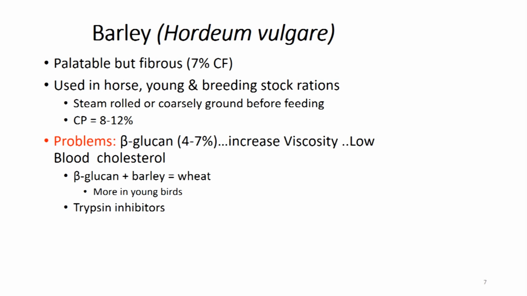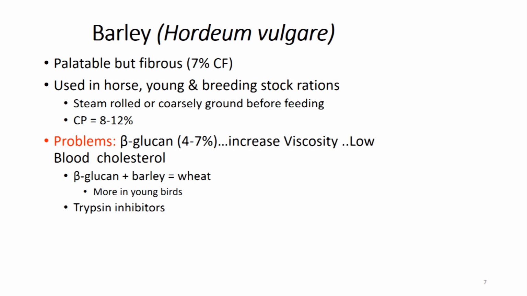So if we want to use this grain and get the maximum out of its nutritional value, particularly the energy, if we add beta glucanase enzyme, that will improve its nutrient availability, particularly the energy, equivalent to that of wheat, and we can safely use it in young birds. There is also another anti-nutritional factor, trypsin inhibitor, present in barley, so that might create an issue.